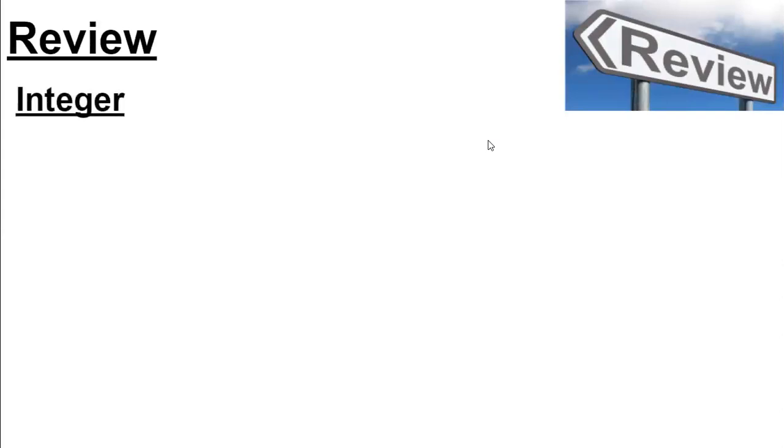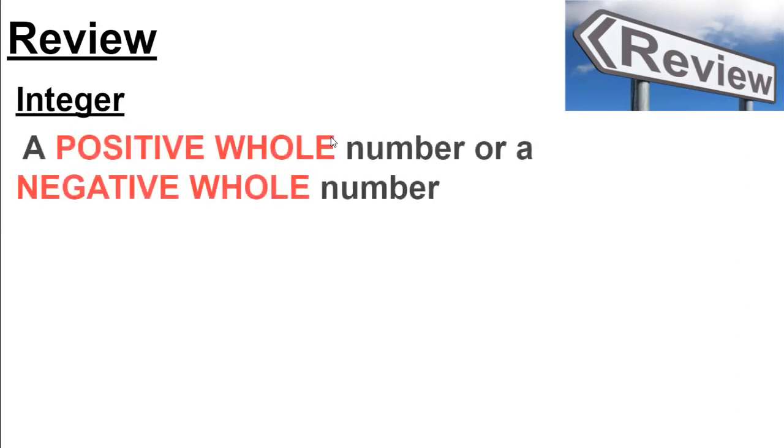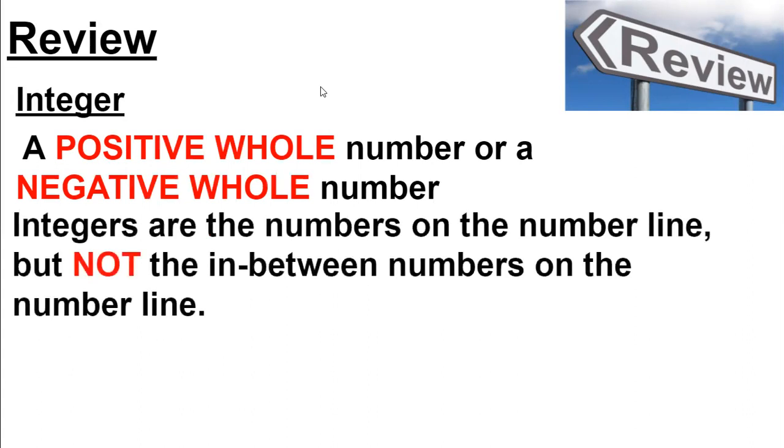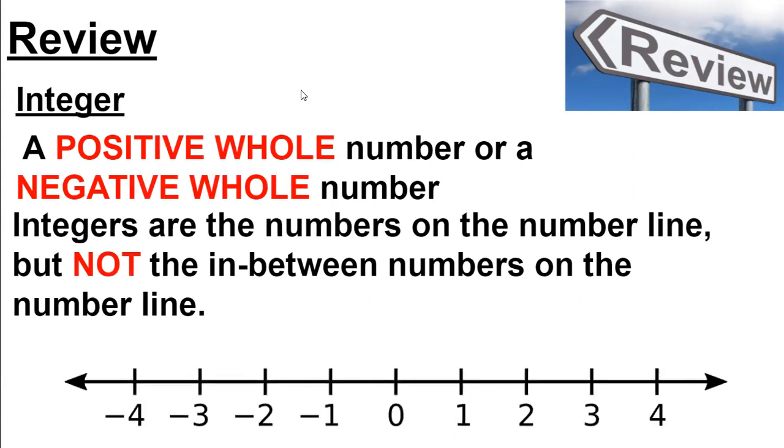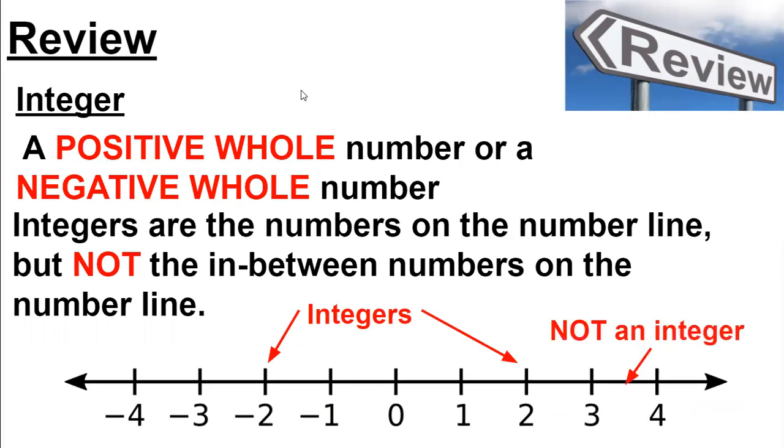What is an integer? We talked about it in our first unit. Remember what an integer is? Exactly, it's a positive whole number or a negative whole number. It's the counting numbers, 1, 2, 3, 4, 5, 6, 7, 8, 9, 10, -1, -2, -3, -4, -5. It's not the in-between numbers, right? They're the numbers on the number line, but not the in-between numbers. So remember this little chart here, integers there, -2, 2, they're integers. 3.5 would not be an integer, or 3.25, or 3.7643 would not be an integer.